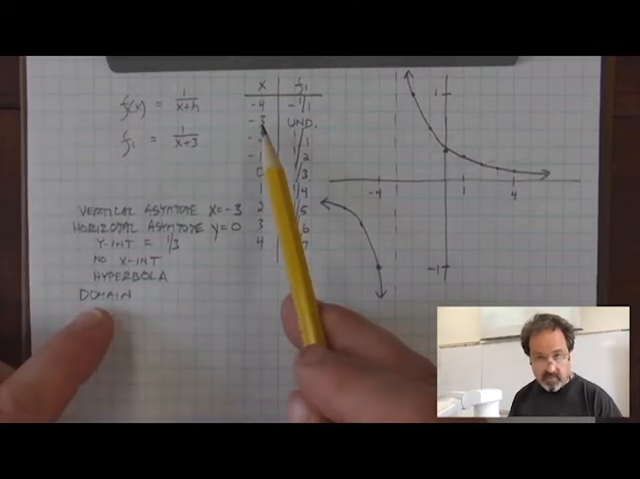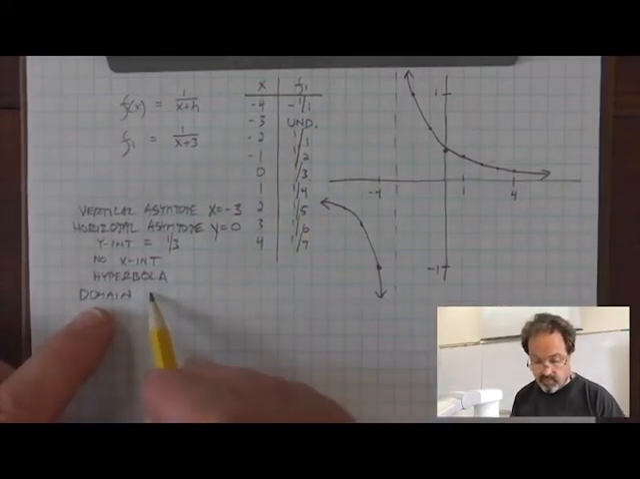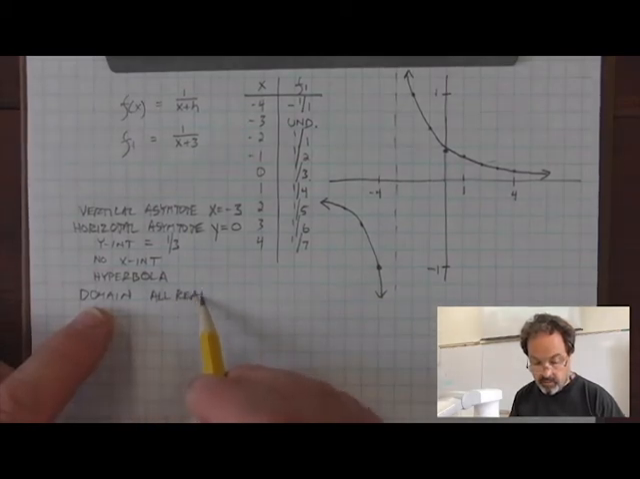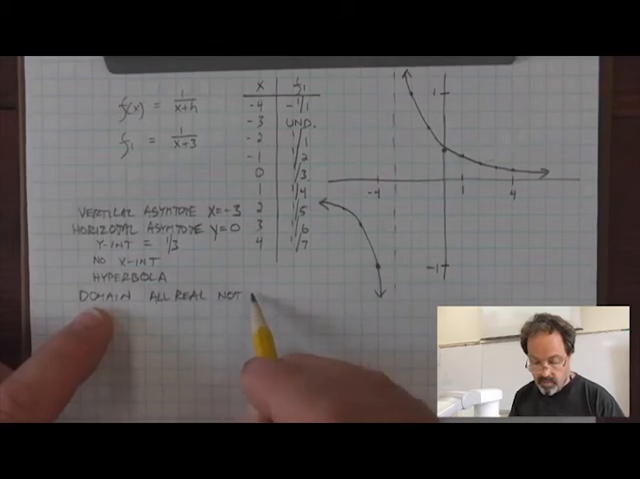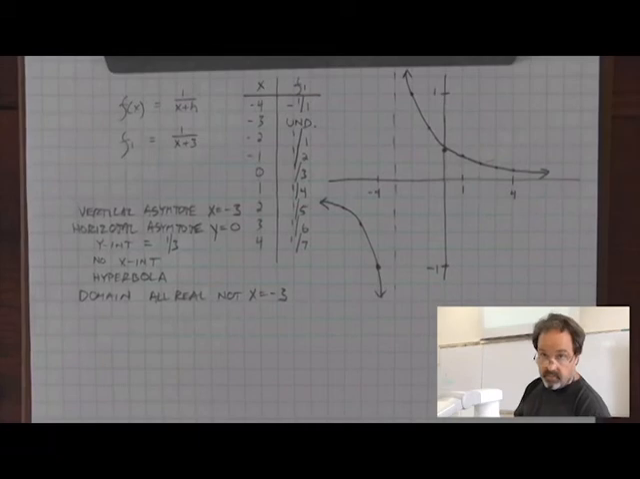There's several ways to state domain and range. We're going to choose to say that the domain is all real numbers, but not x is equal to -3. Everything but -3.